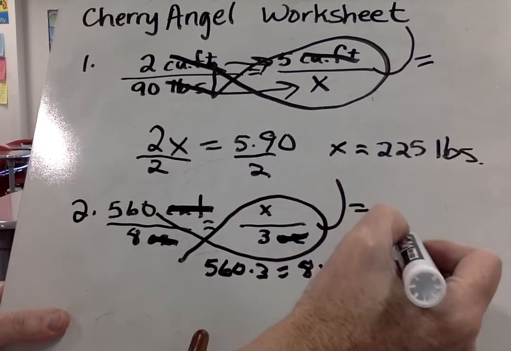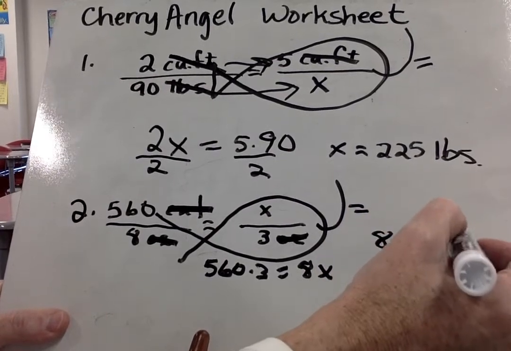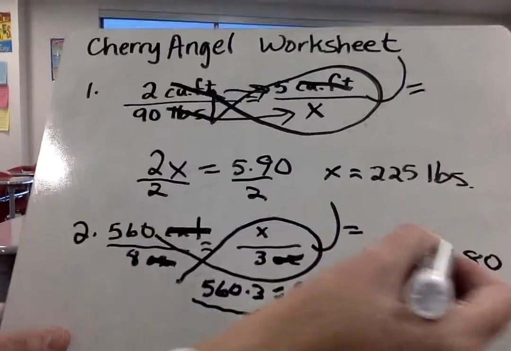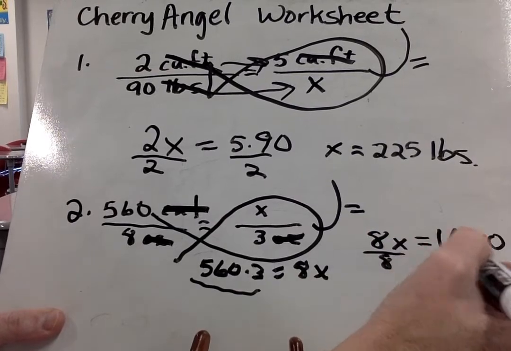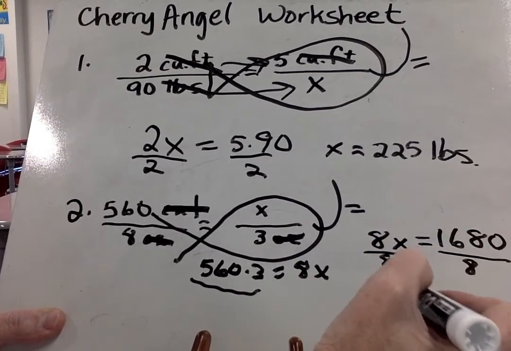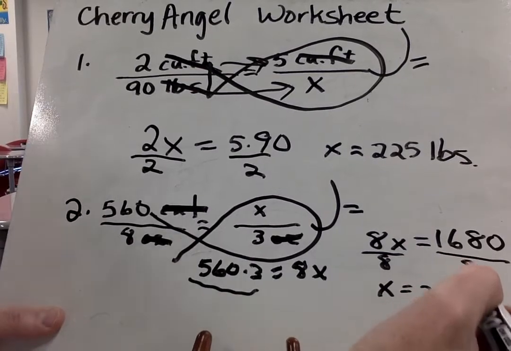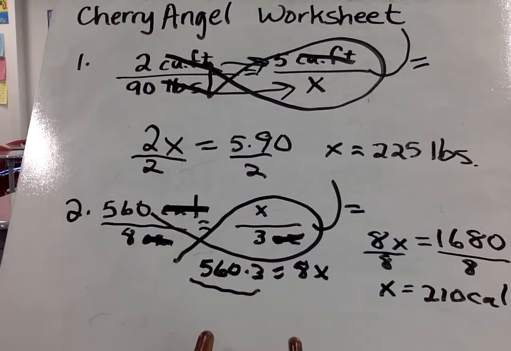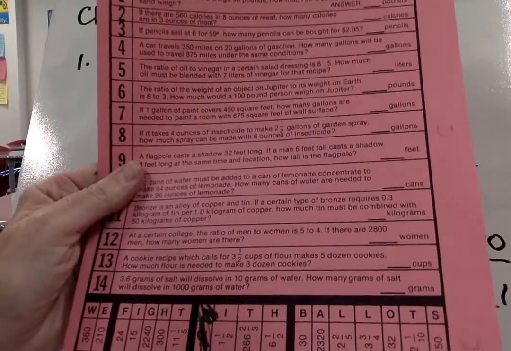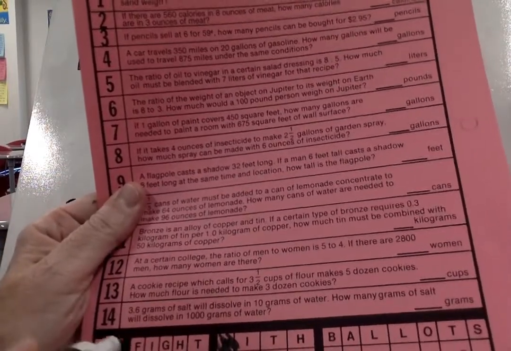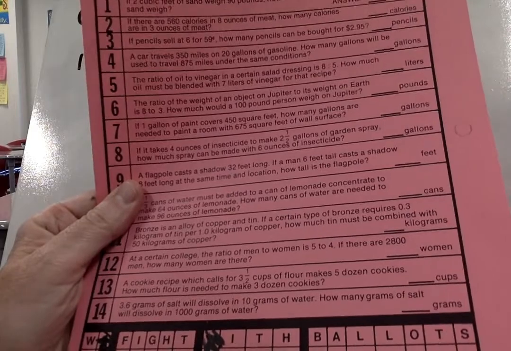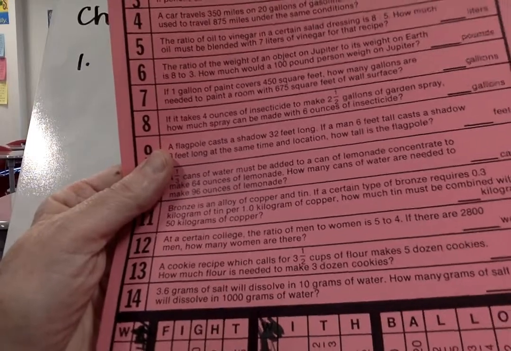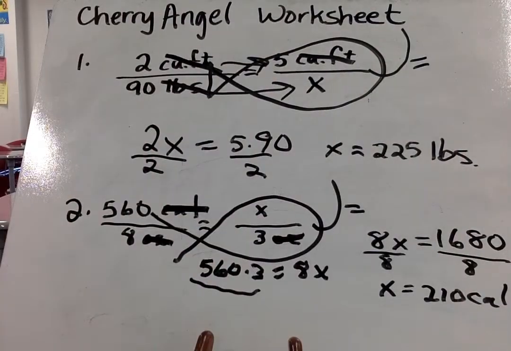So 8X equals 1680. So I just kind of changed the sides and I multiplied that and got 1680. Then I divide by 8. So X equals 210. Okay, 210 what? Calories. Okay. Then I look at the bottom here. Where's 210? Right here. So actually you're only supposed to cross out the letter above it right there. You can save the number just in case you made a mistake. So there we have 210 calories.